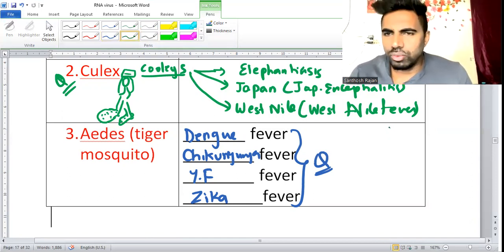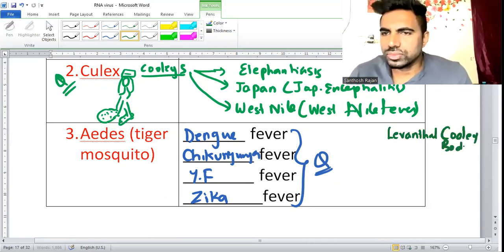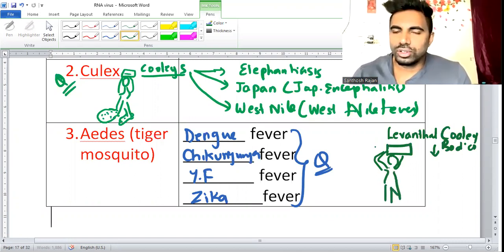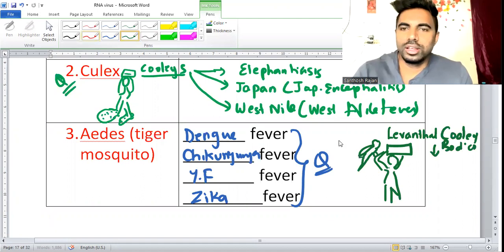In bacteriology, where do you see the Leventhal coolie bodies? There is also a coolie there. Leventhal coolie bodies. Which disease is that? Can you guess? This is a coolie, carrying your luggage in the railway station. Now just see, on top of the coolie something is standing. What is this bird? Can you guess?